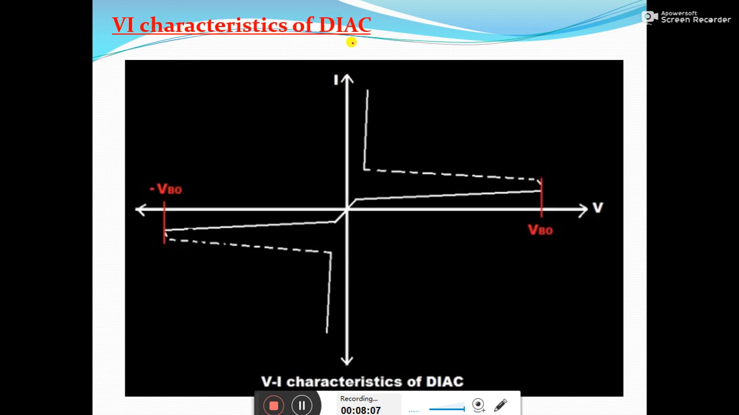If you see the VI characteristics, they are very similar in the forward bias. As long as the applied voltage is less than VBO, a very small current is going to result. This is also called a leakage current, that is due to minority charge carriers. Once this forward voltage becomes more than the VBO value, the breakover of the junction J2 occurs and a large current is going to result.